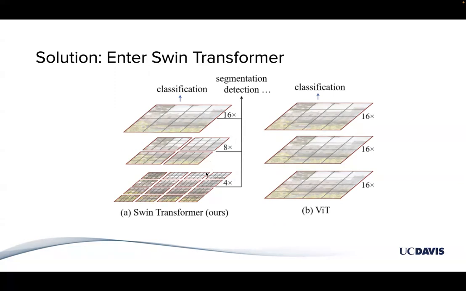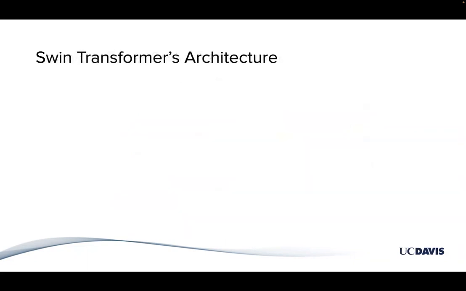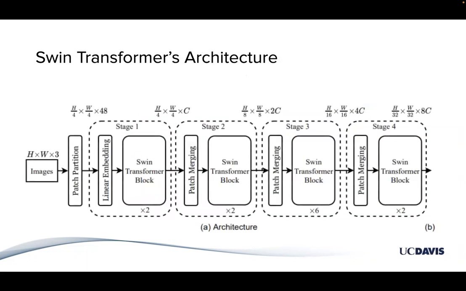And at every next stage, these patches get merged. If we compare it to the vanilla Vision Transformer, there is no hierarchical nature in it. So let's take a look at the Swin Transformer's architecture. This is the core part of the paper, which describes how this model works.